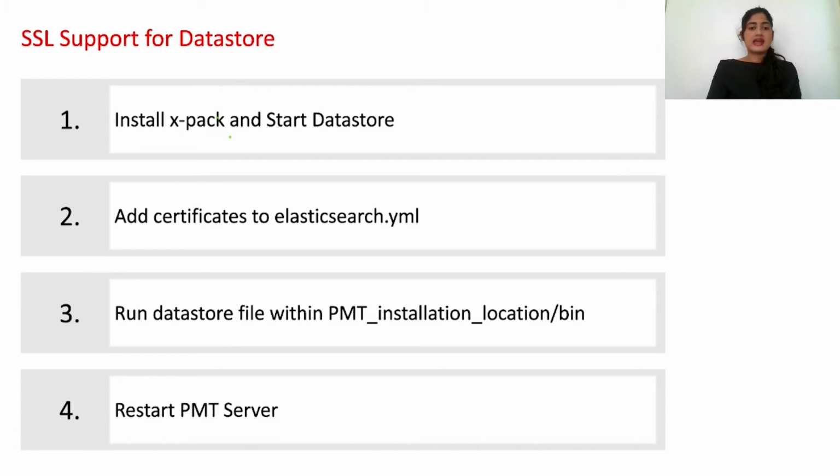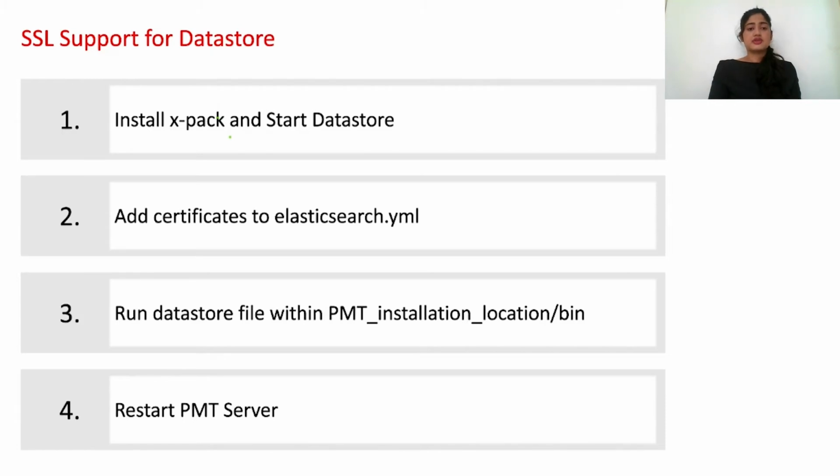Now moving on to the SSL support for the data store. Here the first step would be to install XPack, the same as what we saw in the authentication part. The next step would be to modify the elasticsearch.yml file. The elasticsearch.yml file will be present inside the Datastore config folder. You will have to add your certificate details there and then restart your data store. Also, you need to make sure that the certificates you have provided there have been added to the Java keystore that is being used by ColdFusion as well as PMT.